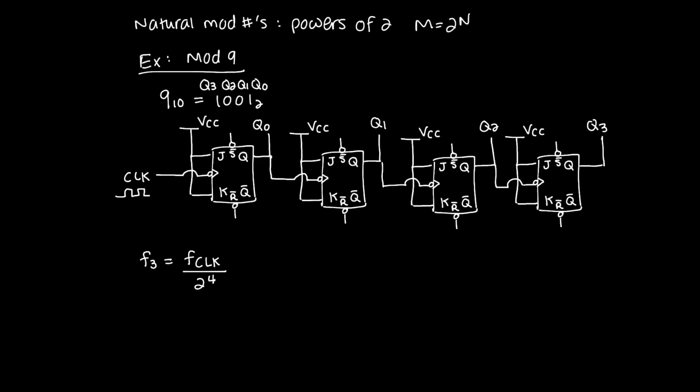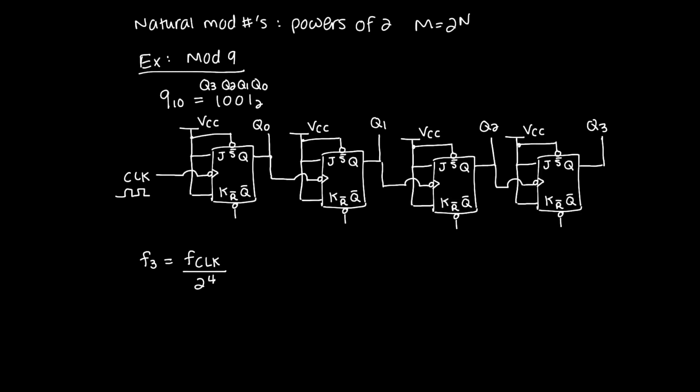So if I were wiring this to be a mod 16 counter, I would wire S bar and R bar all to VCC. But I'm not going to do that for my non-natural mod counter. I am only going to wire S bar to VCC. So let's do that. Do it that way. And so far this looks pretty good.